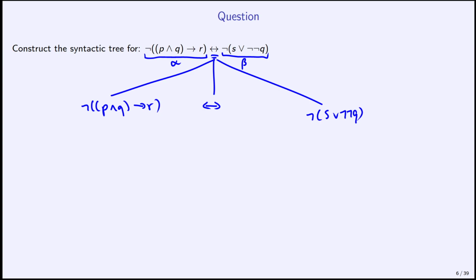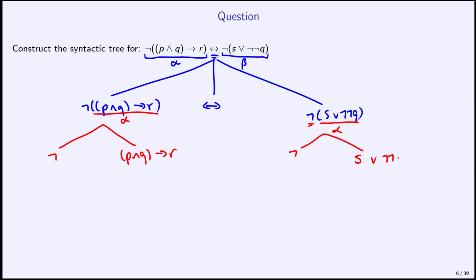Okay, let's do the left one first. So here I have not, and then I have this whole thing being negated. So I can say, oh, that's our alpha here. That means I can split this up into two components, not, and then whatever alpha is. So in this case, that's going to be P and Q arrow R. On the right side, we have sort of the same thing. We have S or not Q, and that whole thing is being negated. So we can split that up as well into not, and then the remaining alpha, which is S or not Q.